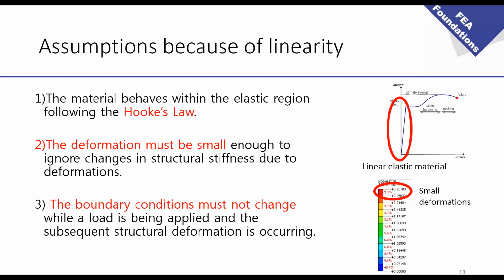So what are the main assumptions? You have two types of assumptions. You have the assumptions because of the linearity. So three main assumptions. The first is that your material behaves within the elastic region, following Hooke's law. You see on the right you have the curve. This is a general curve for a steel material, and you always suppose that you are in the elastic region here on the left, which is considered as linear. So you have a linear relation between the stress and the displacement.